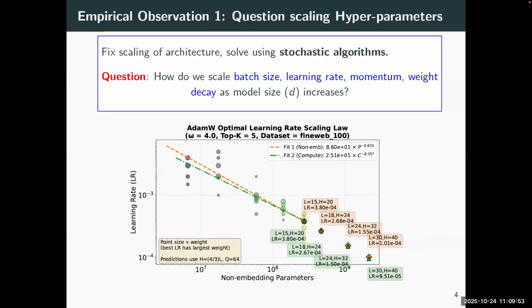Okay, so now once you have figured out that you're going to fix that architectural scaling, you go and you solve it with a stochastic algorithm. Now you have to choose things. So what people do in practice is they need to answer this question: how do you actually scale batch size, learning rate, momentum, weight decay, all of this as a function of your model size?